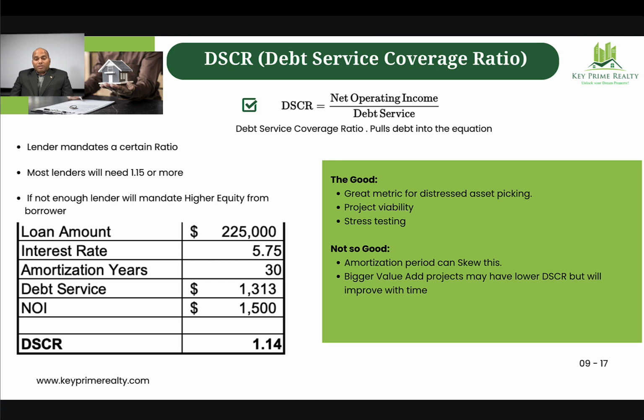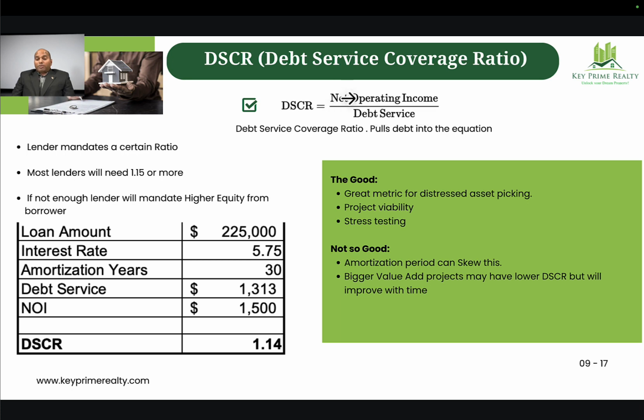Okay, after all the expenses are done, you come up with your net operating income, the way you do in the cap rate calculations too. So with your net operating income, your debt service, this is the important aspect. This is directly correlated to your interest rate, and also your IO periods, that is interest only periods, and also your different loan structures.